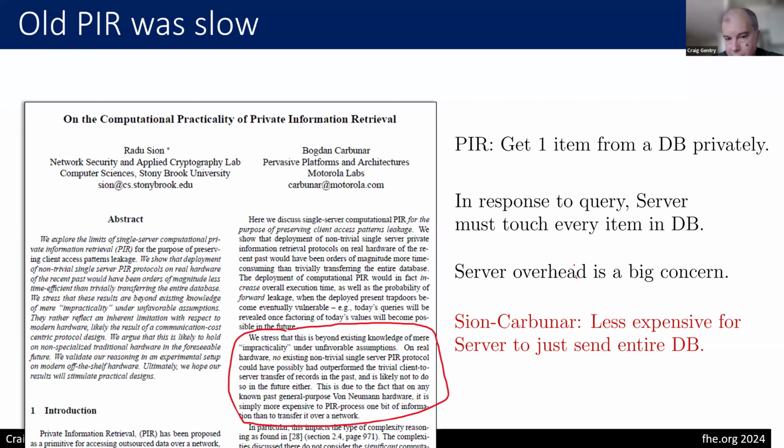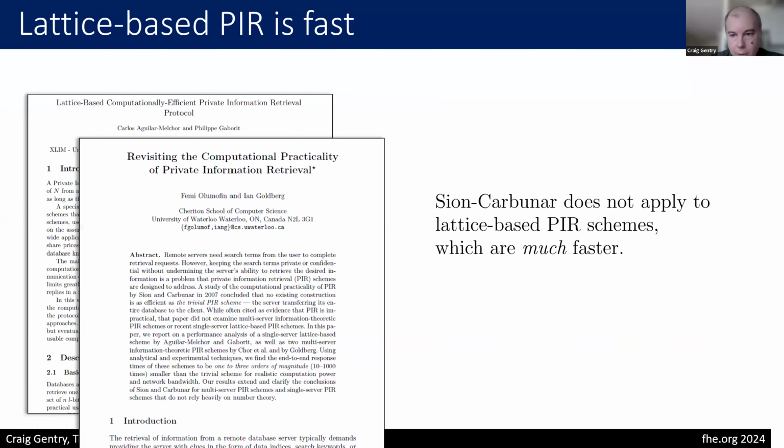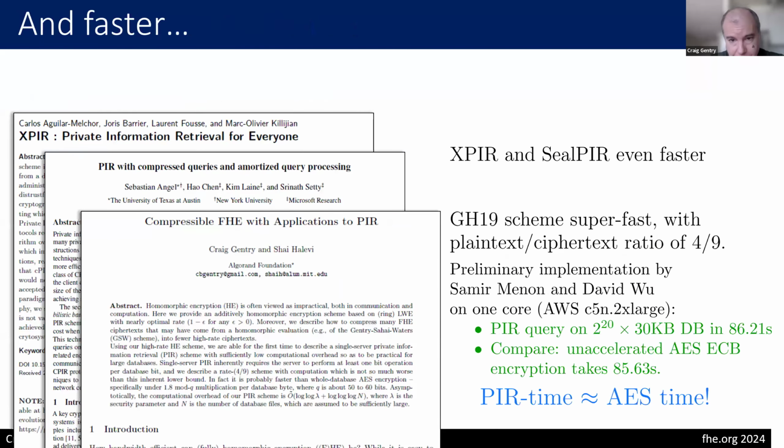And so this is true of discrete log-based homomorphic encryption schemes, private information retrieval schemes, such as using Paillier, for example. But it turns out that claim was wrong. So it didn't apply to lattice-based private information retrieval schemes, which are many orders of magnitude faster. And they kept getting faster and faster.